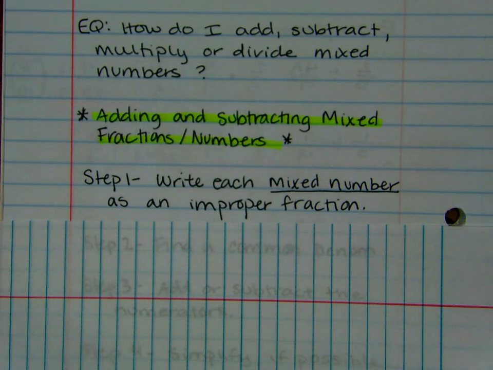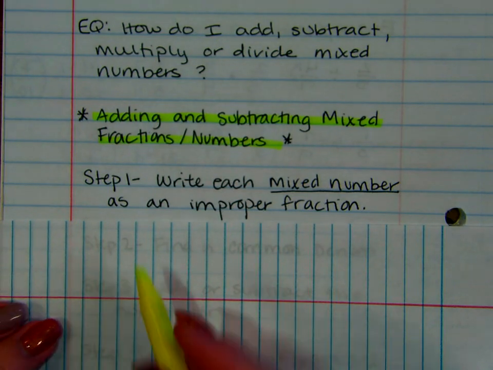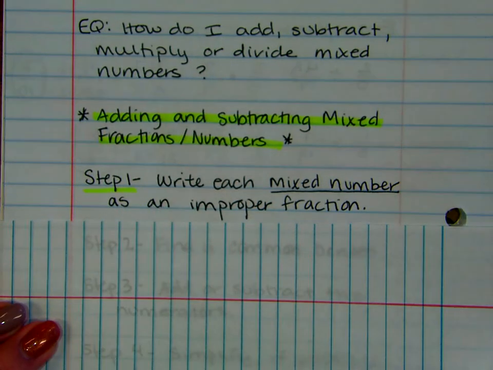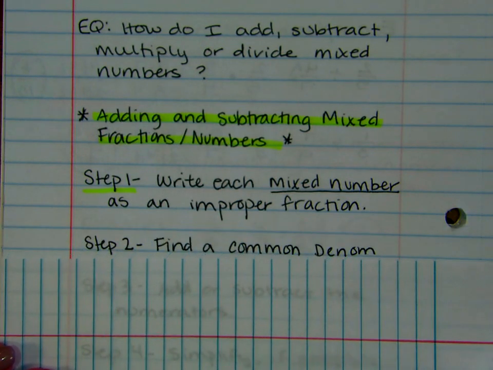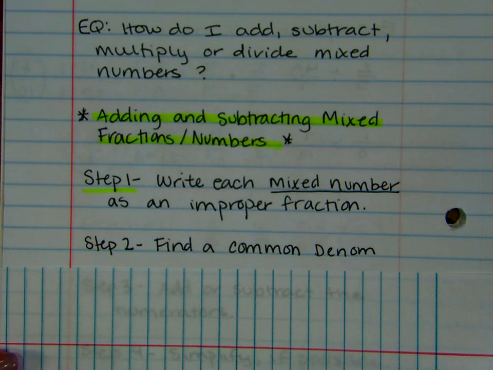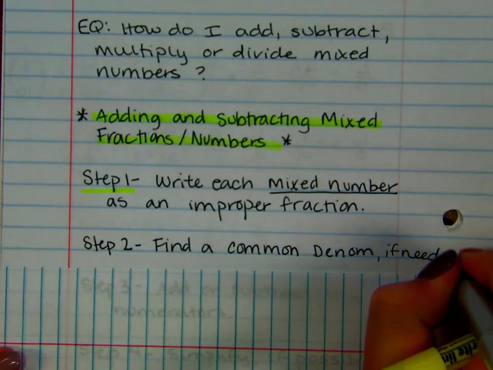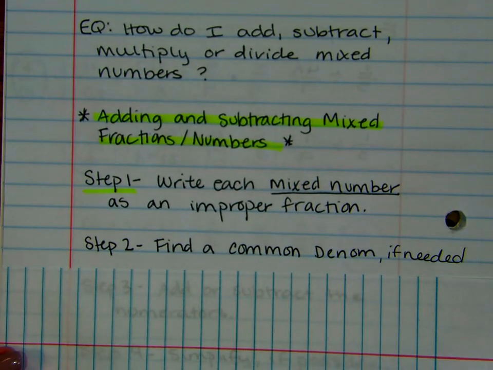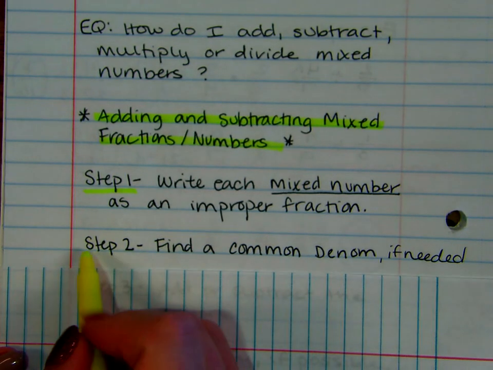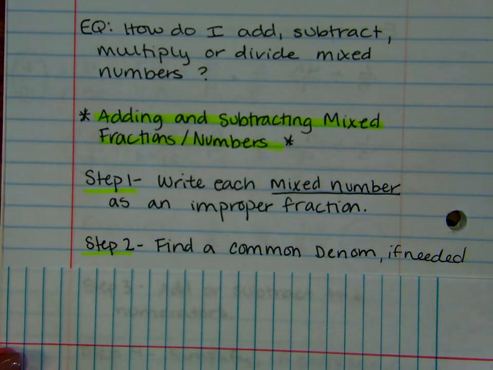Okay. Now here we go. So when we're taking a look at this, step number 1 is that we're going to write each mixed number as an improper fraction. So we're going to convert each one of our mixed numbers into an improper fraction. So if I have 1 1/3, I'm going to change that to 4/3. Then if I need to, I'm going to find a common denominator. Now I'm going to add on to here if needed. We won't always need a common denominator, but we will sometimes, okay? So again, find a common denominator if needed.